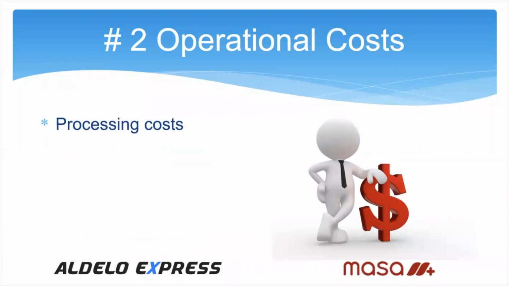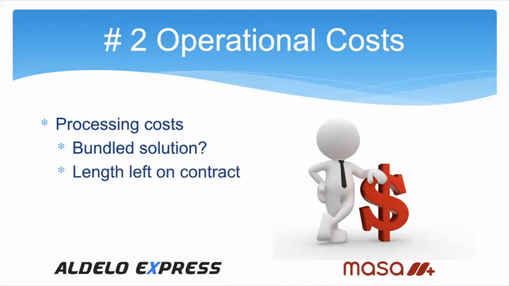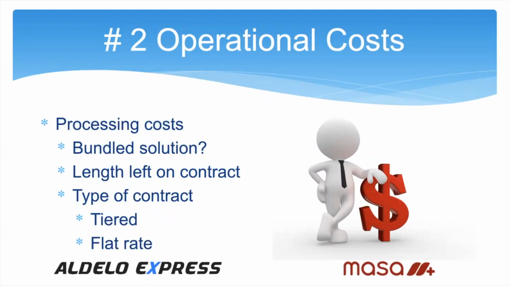Processing costs. Is it a bundled solution? Do they bundle their point of sale and their credit cards together? You'll need to know that. You need to know the length of the contract. It's kind of like their lease. You want to know how long they have left in their processing contract, and the type of contract. Is it a tiered, or is it a flat rate?